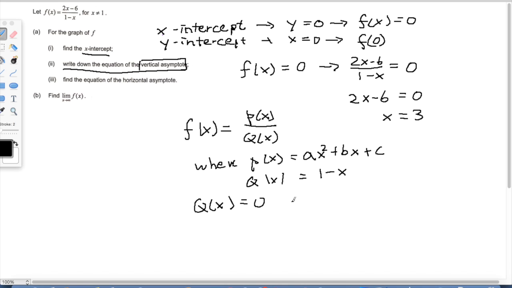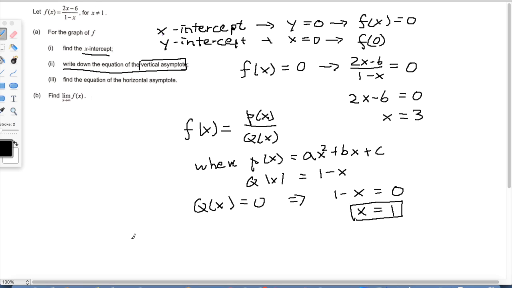So in this case, 1 minus x equal to 0. So the vertical asymptote is just x equal to 1, then you are pretty much finished. So this is the way to solve for the vertical asymptote. And now the equation of the horizontal asymptote.